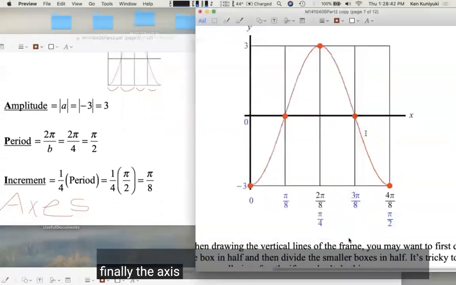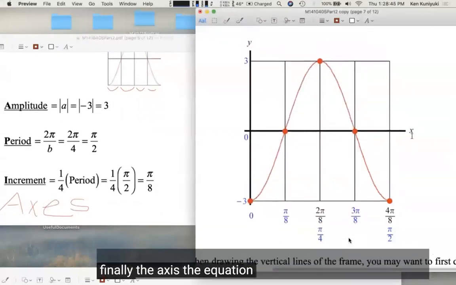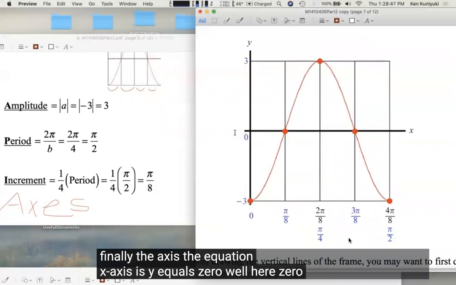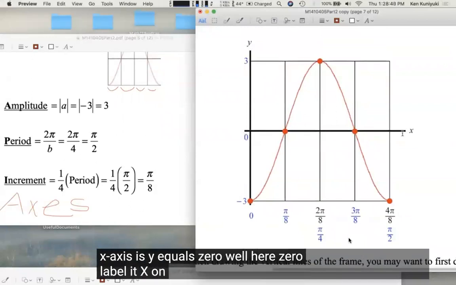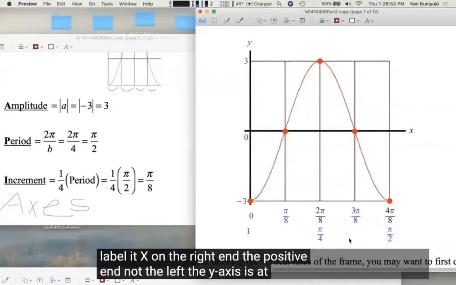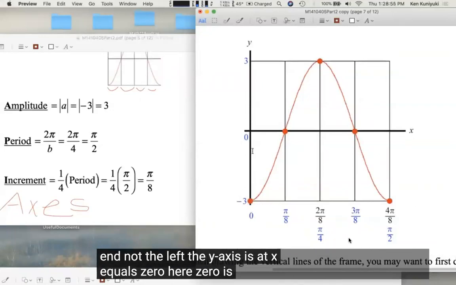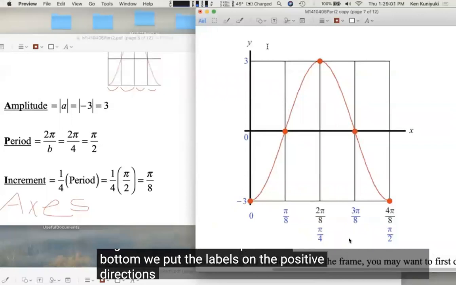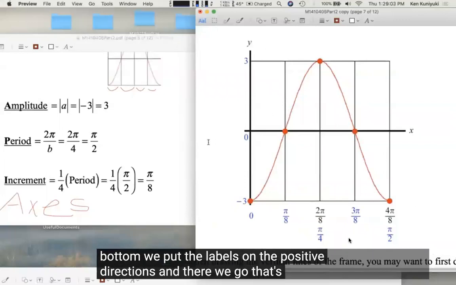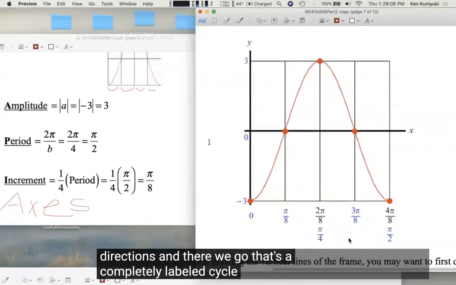Finally, the axes. The equation of the x-axis is y equals 0. Well, here's 0. Label it x on the right end, the positive end, not the left. The y-axis is at x equals 0. Here's 0. It's at the left edge. Put the y here on top, not the bottom. We put the labels on the positive directions. And there we go. That's a completely labeled cycle for the graph.